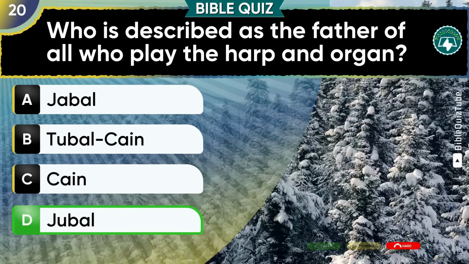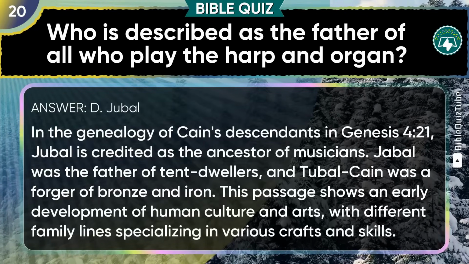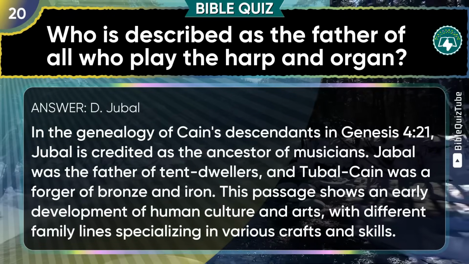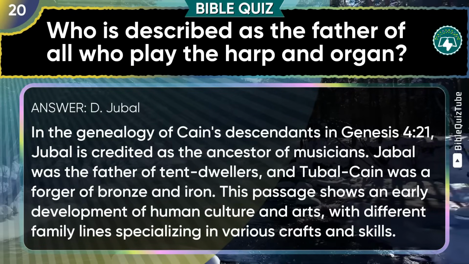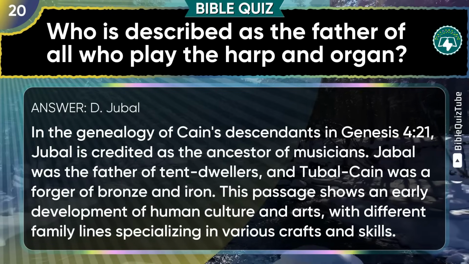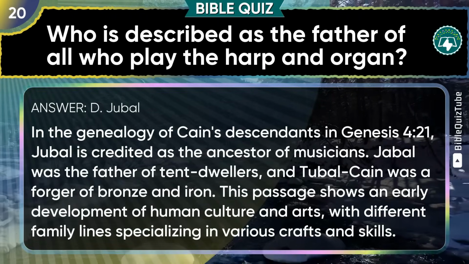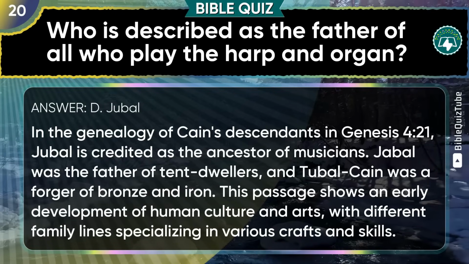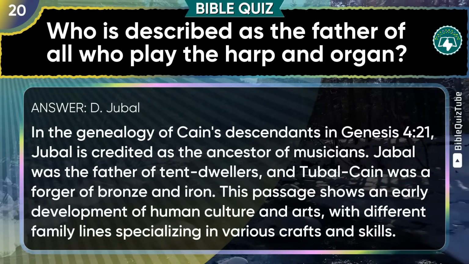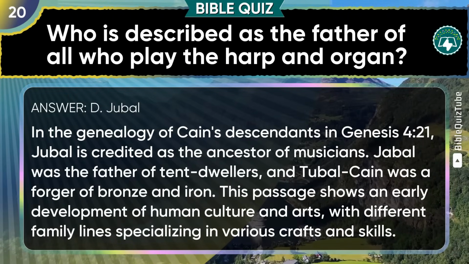Excellent. The answer is D. Jubal. The explanation. In the genealogy of Cain's descendants in Genesis chapter 4 verse 21, Jubal is credited as the ancestor of musicians. Jabal was the father of tent dwellers, and Tubal-Cain was a forger of bronze and iron. This passage shows an early development of human culture and arts, with different family lines specializing in various crafts and skills.